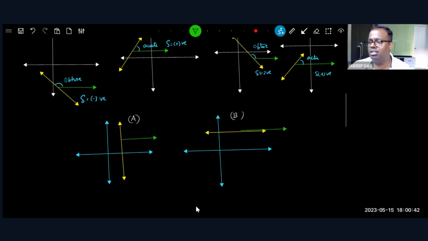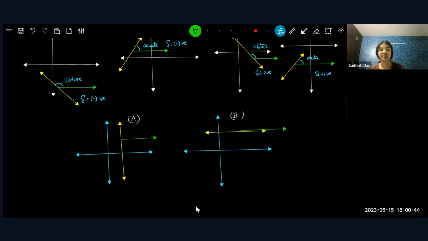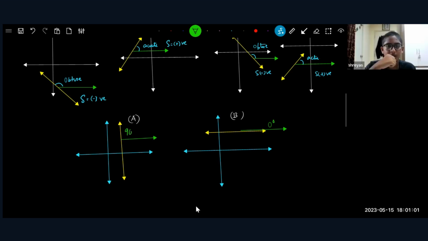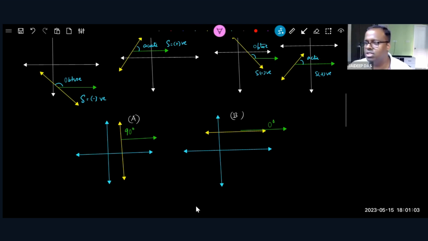Let's comment on the angles. For B, what is the angle? 180? No, 90 degree. For B, what is the angle of the line? Zero degree. It's 0 degree with the positive direction of the x-axis. And what is the angle with A? 90 degree. So write your next two observations.